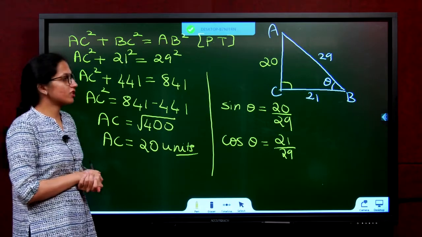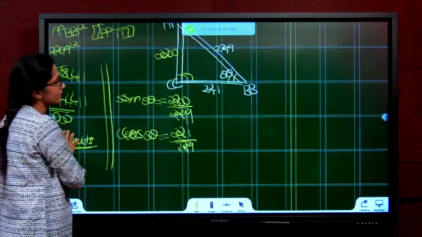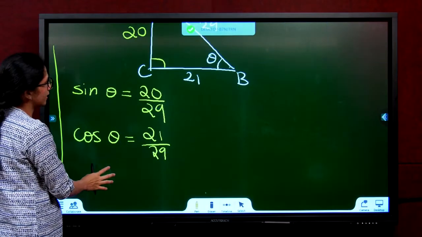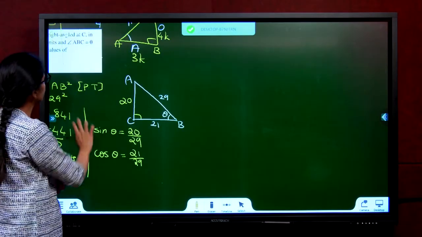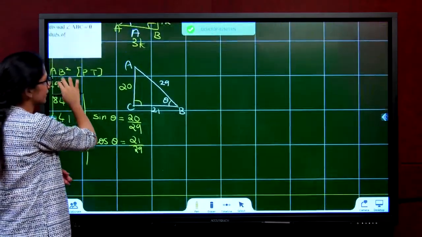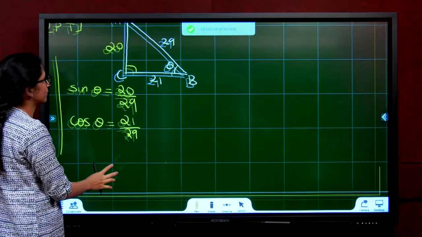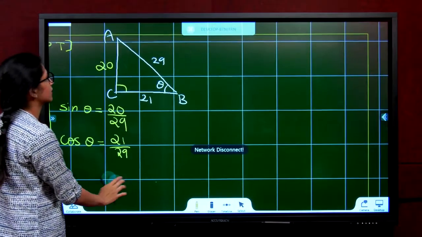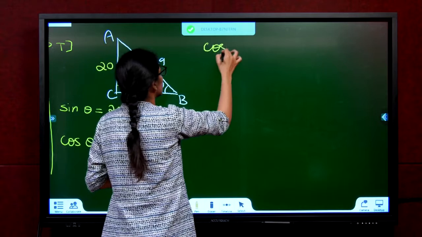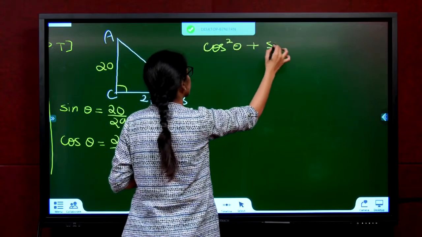Now they have asked us for sine square theta plus cos square theta, and then what else have they asked us for? Cos square theta minus sine square theta. So let's take it one step at a time. First let us take cos square theta plus sine square theta.